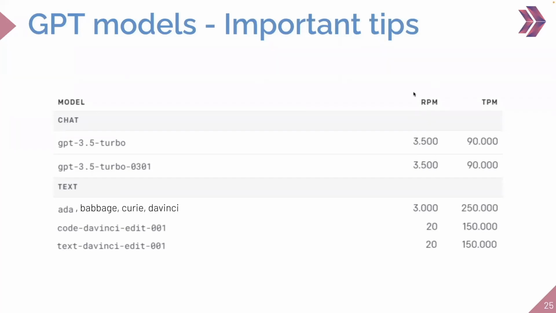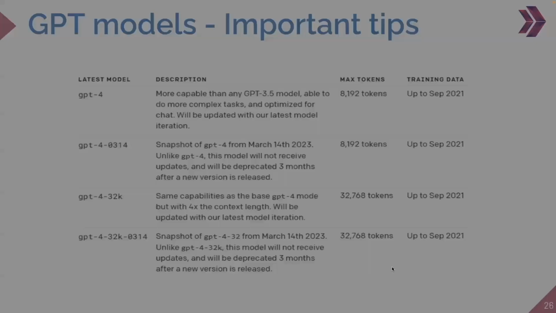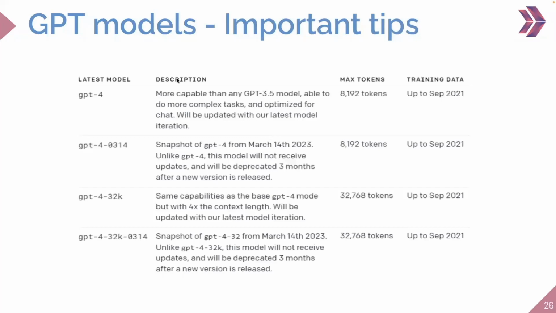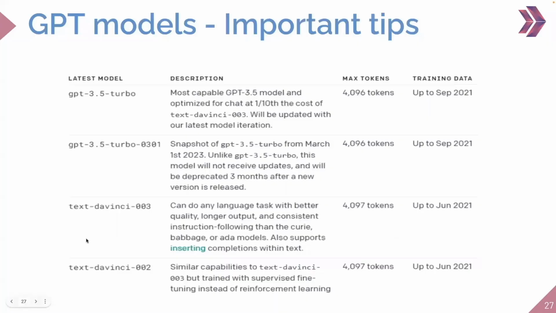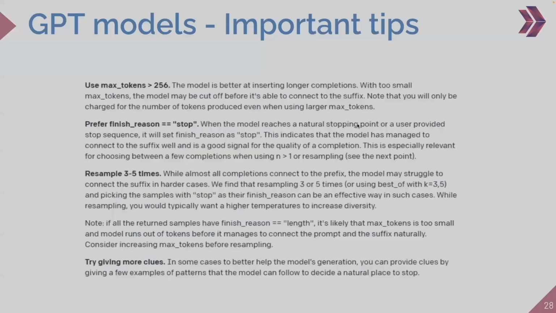Also, you can see there are different values for the RPM and TPM. So RPM is request per minute and TPM is token per minute. So there are some restrictions here, you can see. And you should check the description of the models, okay, the maximum number of tokens, what are the limitations, also the training data. You can see the data up to September 2021. Also, there are some descriptions. These are the names. There are different models. You can see the number of tokens.